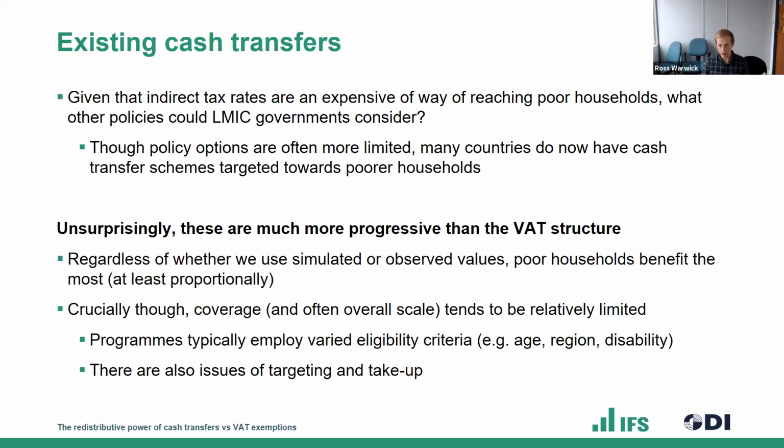Unsurprisingly, perhaps, we find that these are much more progressive than deviations in the VAT structure. This holds regardless of whether we use the simulated or the observed values. In almost every case, poor households benefit the most, at least in proportional terms. Crucially, though, we find that coverage, as suggested previously, and often the overall scale of these tends to be relatively limited, especially in comparison to how widespread preferential VAT rates are, again reflecting varied eligibility criteria and potentially issues of targeting and take-up as well.